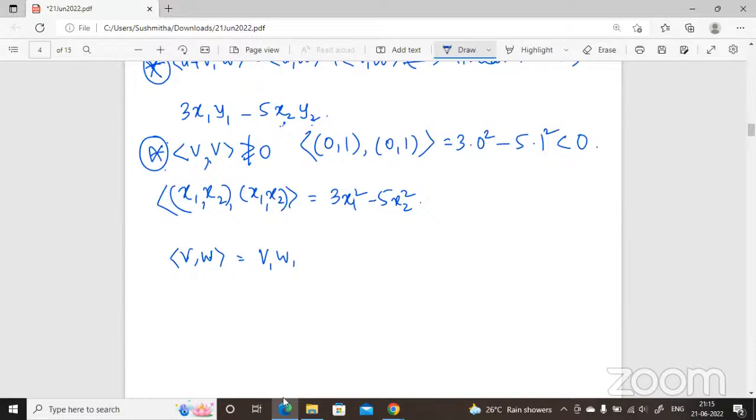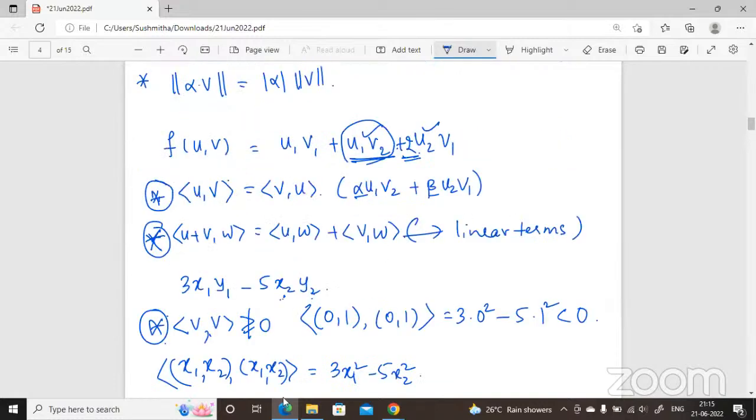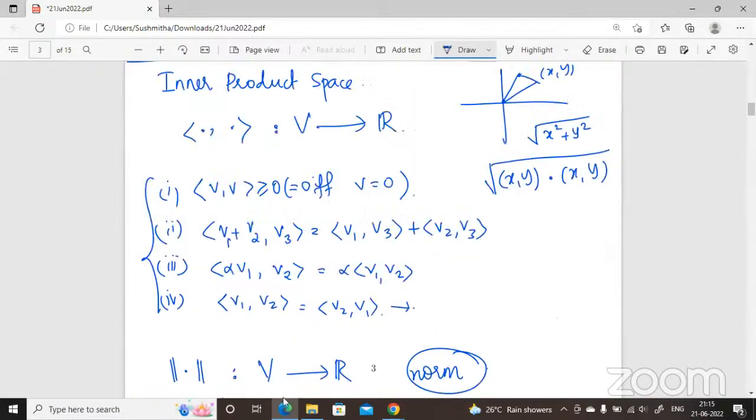What will happen if the other term is missing? Means I just have V1, W1. Which condition will be violated, do you think? Ma'am, the fourth condition. Fourth is symmetry, it will be satisfied, no? Now my inner product is similar to the product that is only V1, W1. Only this term is there.